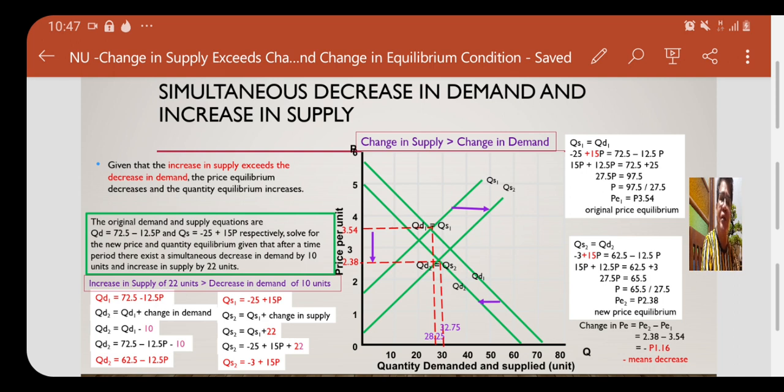when there exists a simultaneous increase in supply and decrease in demand, given the fact that the increase in supply of 22 units is bigger than the decrease in demand of 10 units.